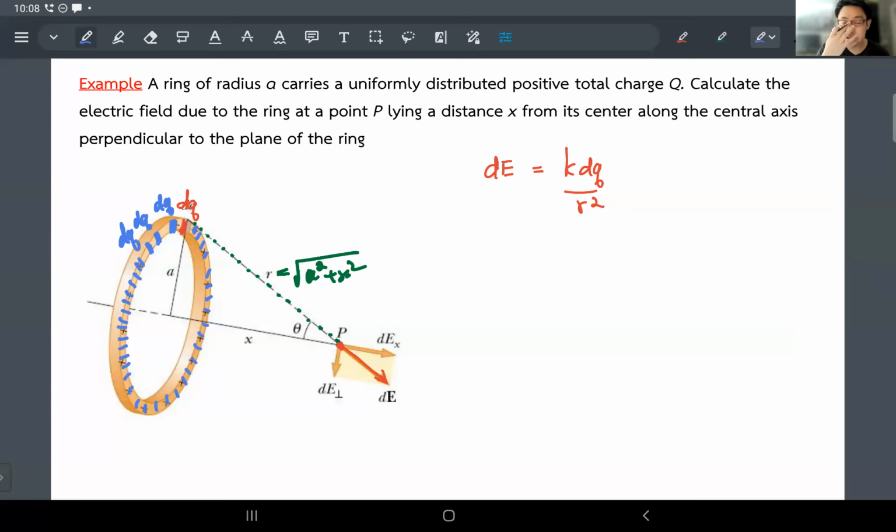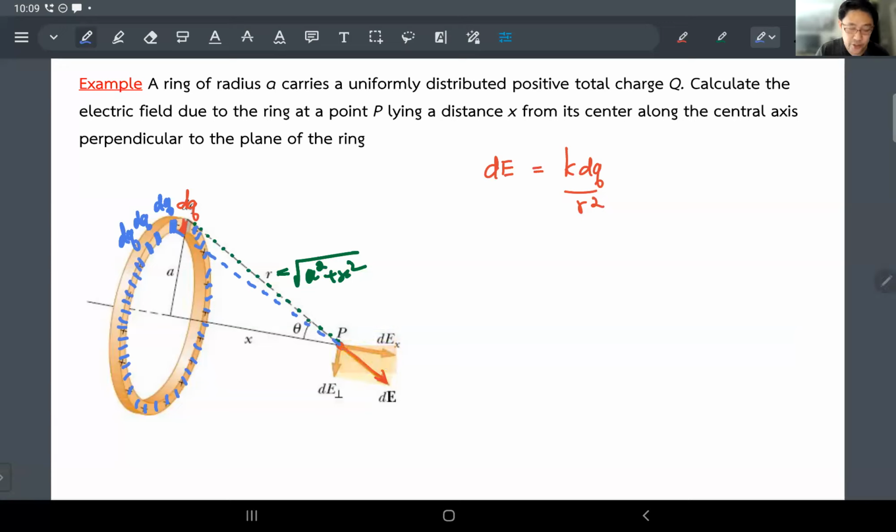Now let's imagine this. Each dq will generate another dE. So for each one of these dq, you will get another dE coming out here, and for another dq, another dE there. You guys with me? So now you have to imagine along with me. Each dq gives you one dE, but you're rotating those dq around the ring. Can you imagine the dE will trace a surface, a shape of something?